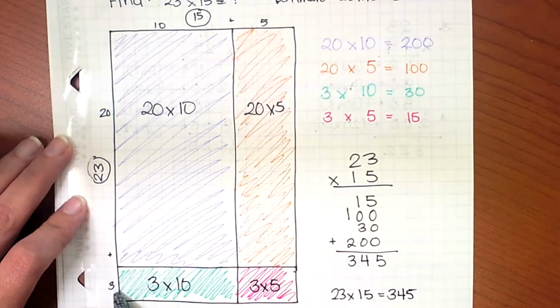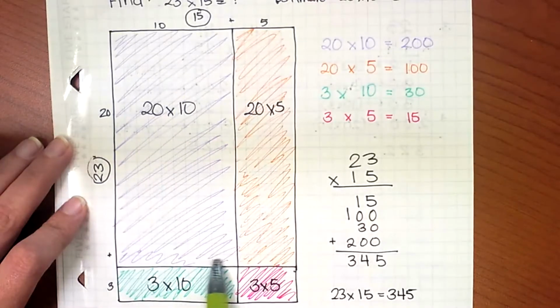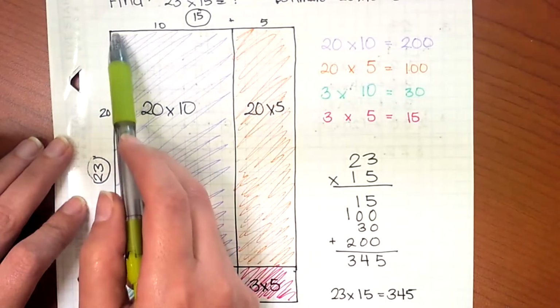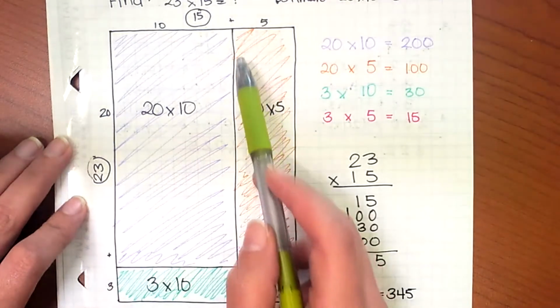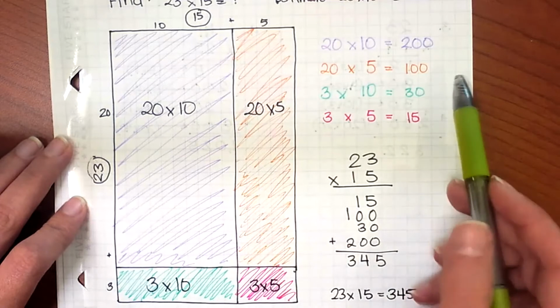So remember, you're looking at one side times the other side. And since we're working with rectangles, if this side up here is 10, the bottom down here is also 10. If this side over here is 20, that means this side over here is also 20. So I found my partial products.